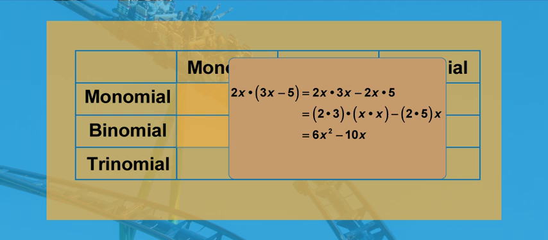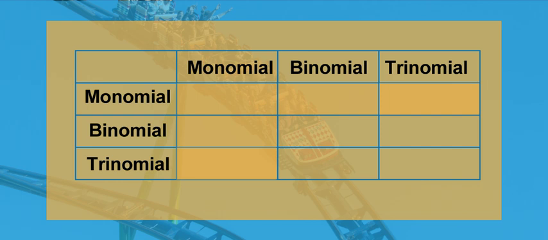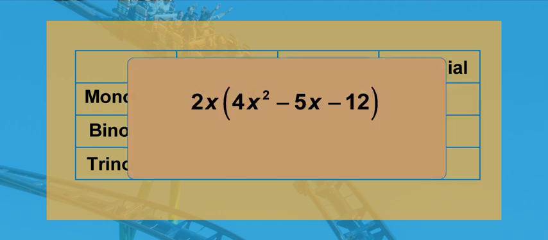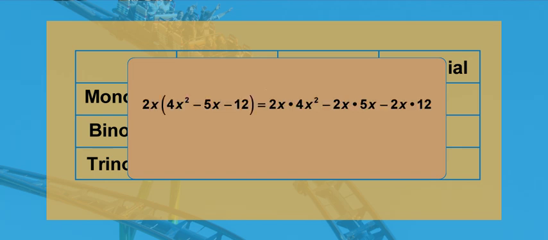We can extend this idea by looking at the product of a monomial and a trinomial. Let's look at an example. As before, use the distributive property to distribute the monomial to all the terms of the trinomial. You'll see three monomial products. Simplify to find the polynomial product.